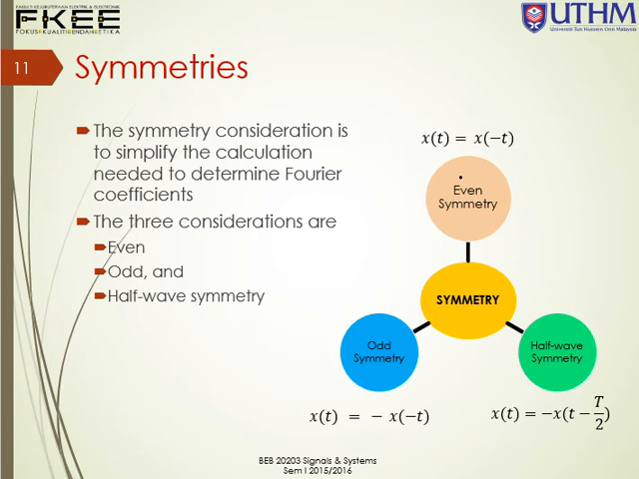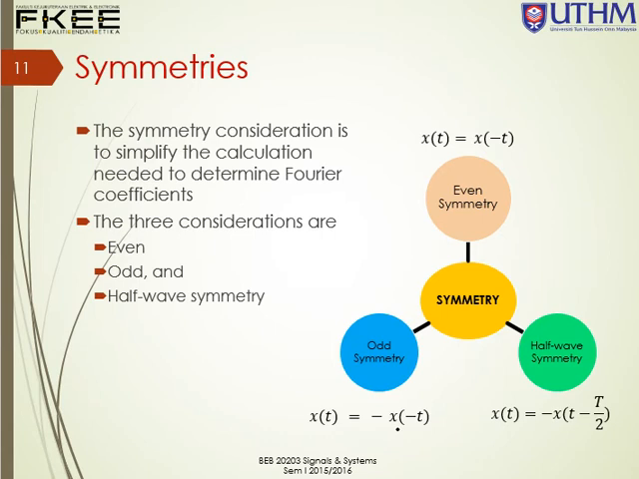So for even symmetric, you have x(t) equal to x(-t). The signal must meet this equation. So you have the original x(t), and when you invert your original x(t), it will be equal to your x(t). So this is even symmetric. Any signal that meets this condition, we call even symmetric.